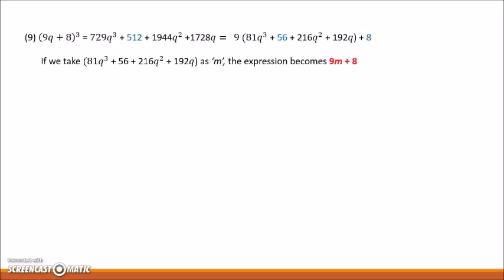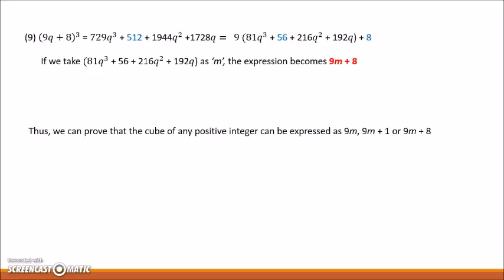We don't get 9m plus 2 or 9m plus 4 or 9m plus 7. We don't get any of these expressions. Therefore, we can prove that the cube of any positive integer can be expressed as 9m, 9m plus 1 or 9m plus 8.